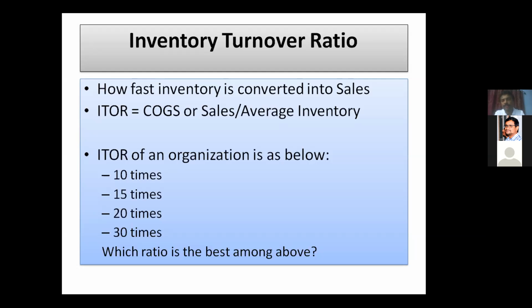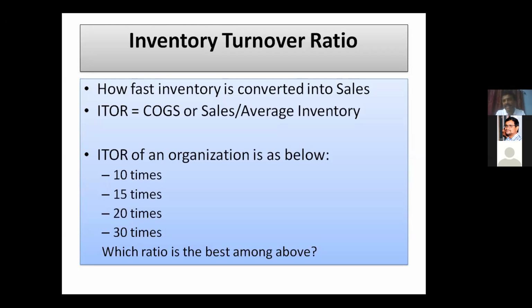So how is inventory turnover ratio measured? It is taken as cost of goods sold or sales divided by average inventory. More than the formula, let us understand how to analyze this ratio. ITOR means inventory turnover ratio, an abbreviation. The inventory turnover ratio of an organization is as follows: 10 times, 15 times, 20 times and 30 times. I have asked which ratio is the best among the above. As there is not much time, I will answer myself. Higher the inventory turnover ratio, better is the performance. So 30 times is the best, 10 times is the worst. Higher the inventory turnover ratio, it is best.